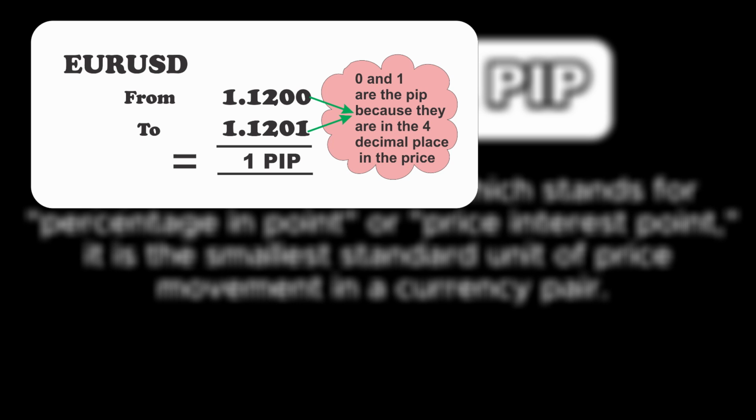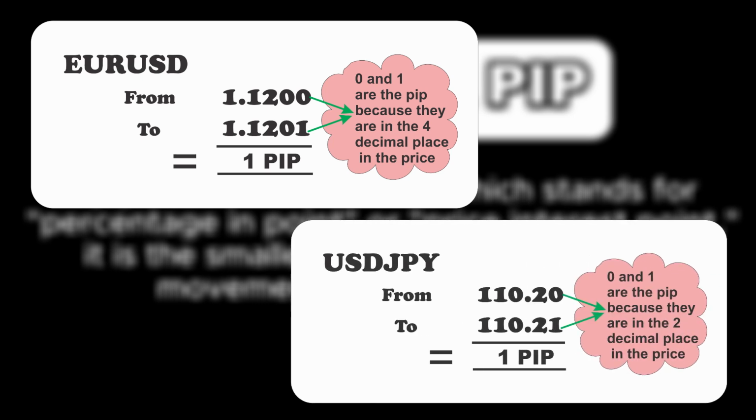However, there is an exception to this with currency pairs that involve the Japanese yen, that is JPY. In these pairs, a pip is the movement in the second decimal place. For example, if USD/JPY moves from 110.20 to 110.21, that's a movement of 1 pip.